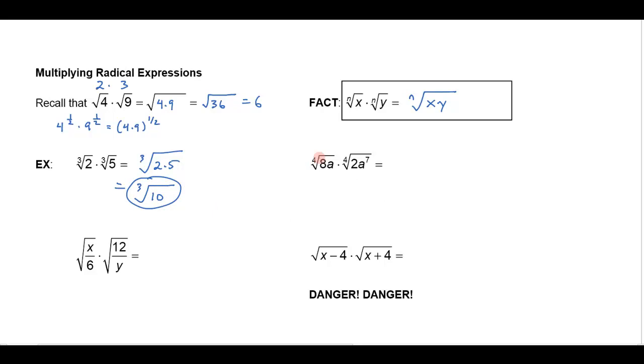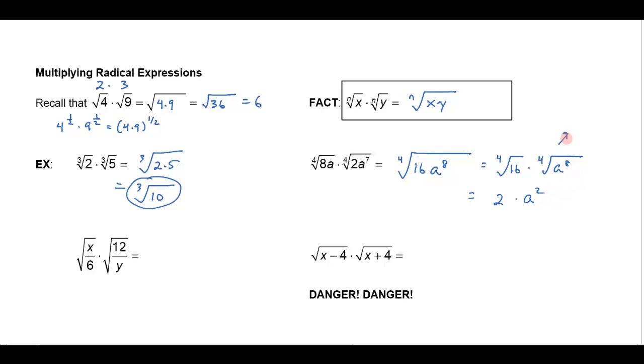Okay? Or if I had the fourth root of 8a times the fourth root of 2a to the 7th, I could write that as the fourth root of 16 a to the 8th. In this case, I can go ahead and simplify that. I could even break it up again. I could write this as the fourth root of 16 times the fourth root of a to the 8th. The fourth root of 16 is 2, since 2 times 2 times 2 times 2, multiplying 2 by itself 4 times, gives me 16. And the fourth root of a to the 8th, well, that's a squared, again, because a squared times itself 4 times is a to the 8th.